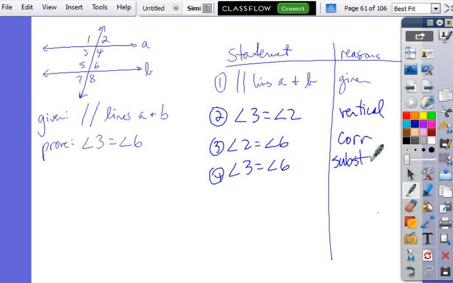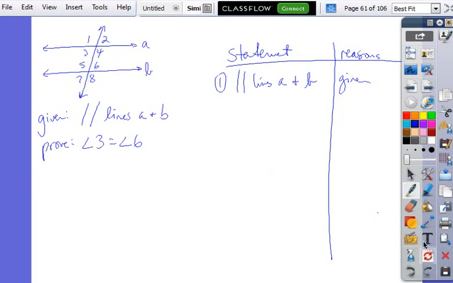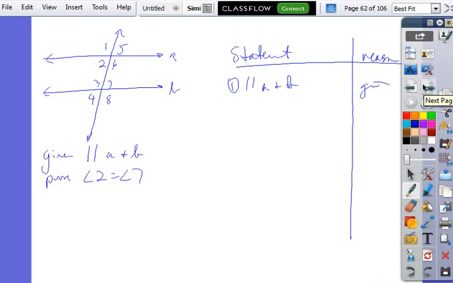So we did vertical and then we did corresponding. Could you do it the other way, corresponding first and then vertical second? Yeah. I could start by saying angle 3 is equal to angle 7 because of corresponding, and then angle 7 is equal to angle 6 because of vertical, and then angle 3 is equal to angle 6 because of substitution. So again, there are different ways of doing it. That one's yours.